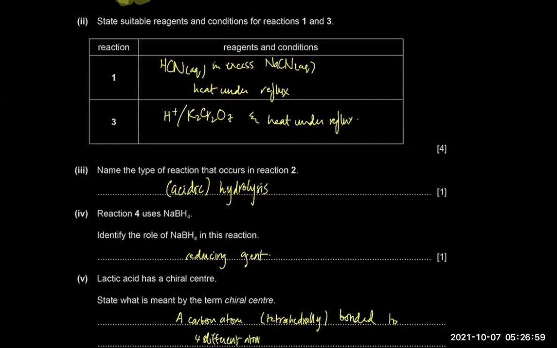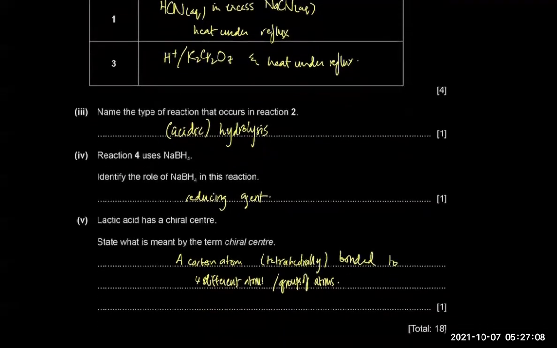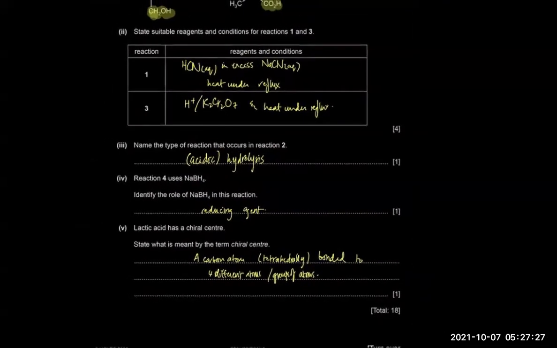Different atoms or groups of atoms. Another way of saying what a chiral center is, is that the carbon atom doesn't have any line of symmetry. It's asymmetric. Four different groups, so it's a completely asymmetric molecule. You'll find that in the marking scheme, but we'll just stick to the definition we've learned, which is this.